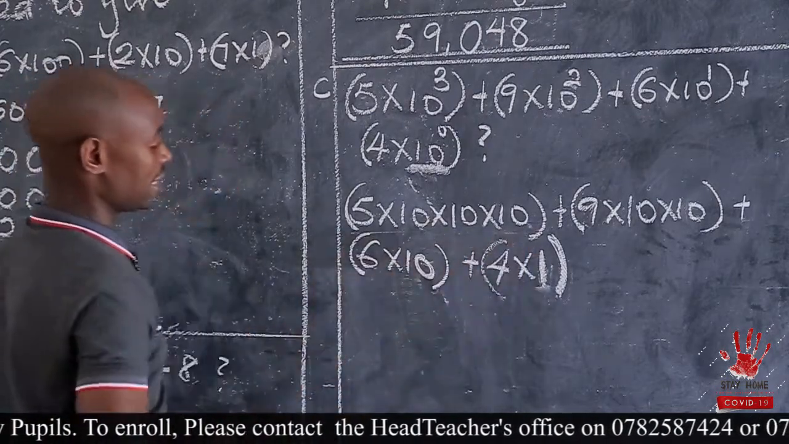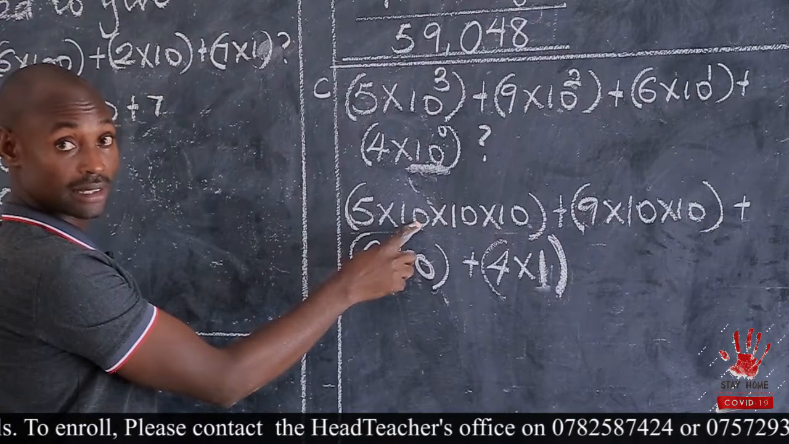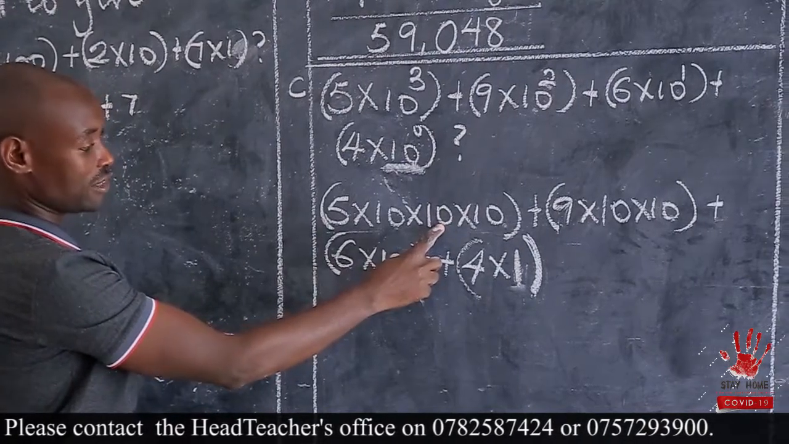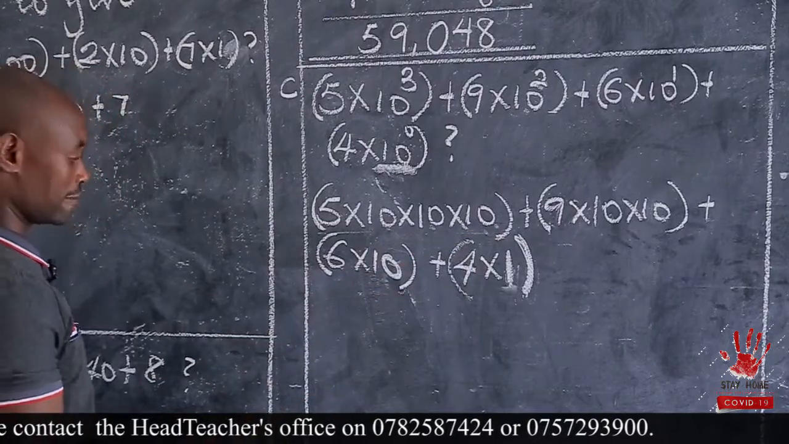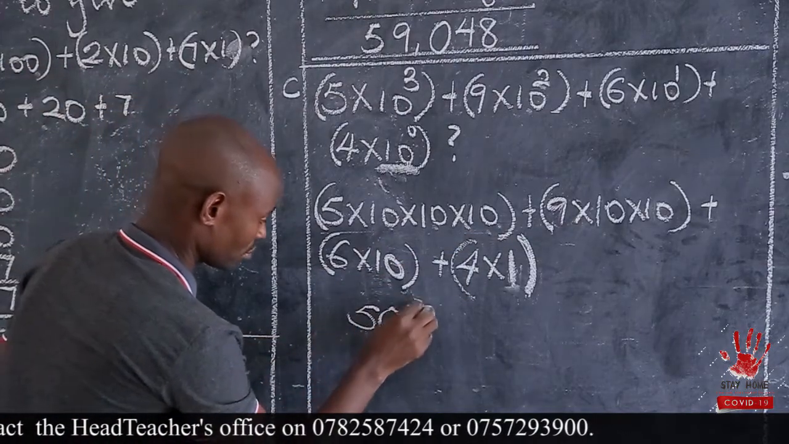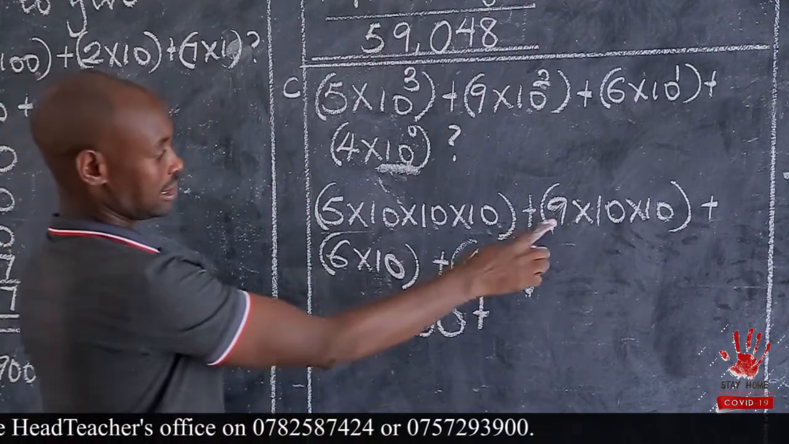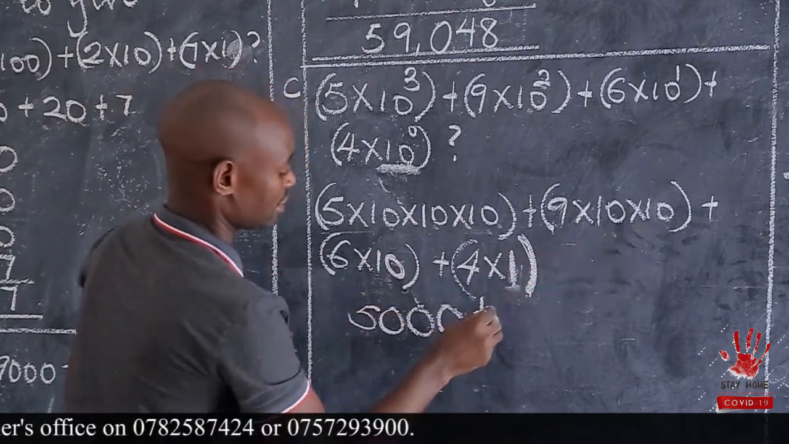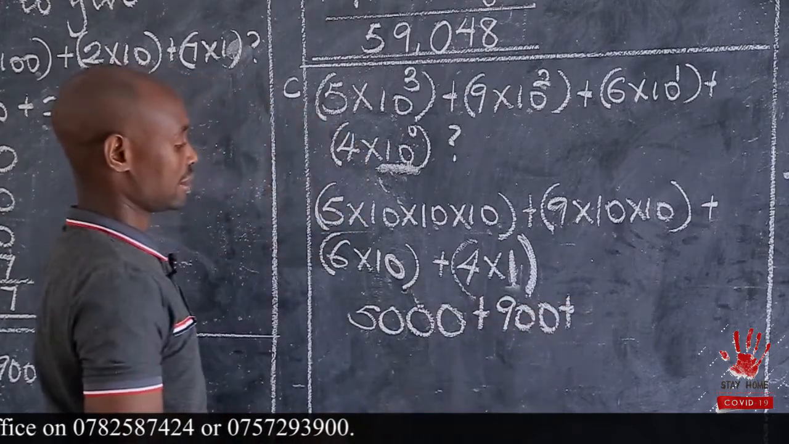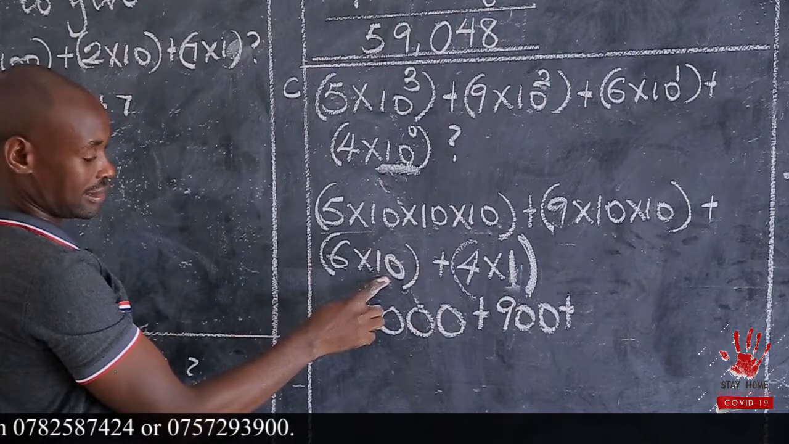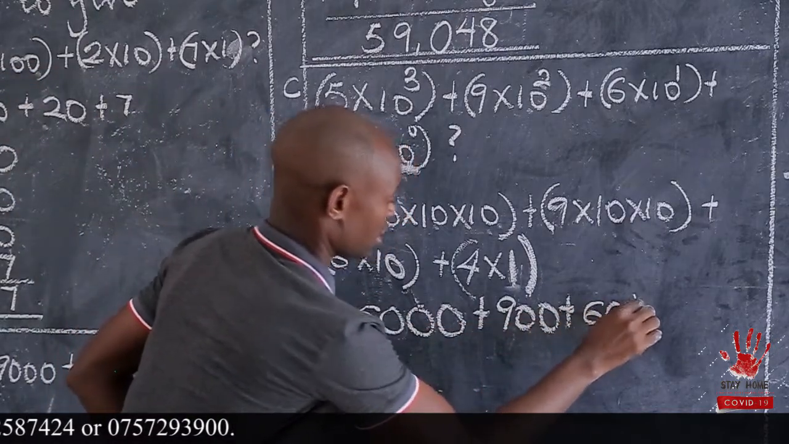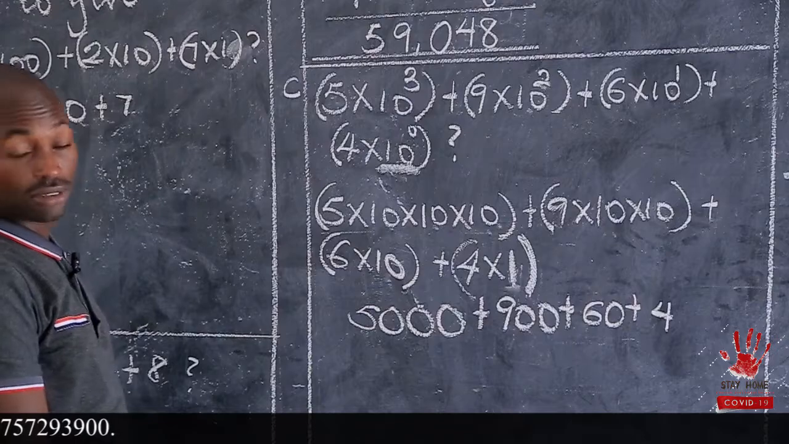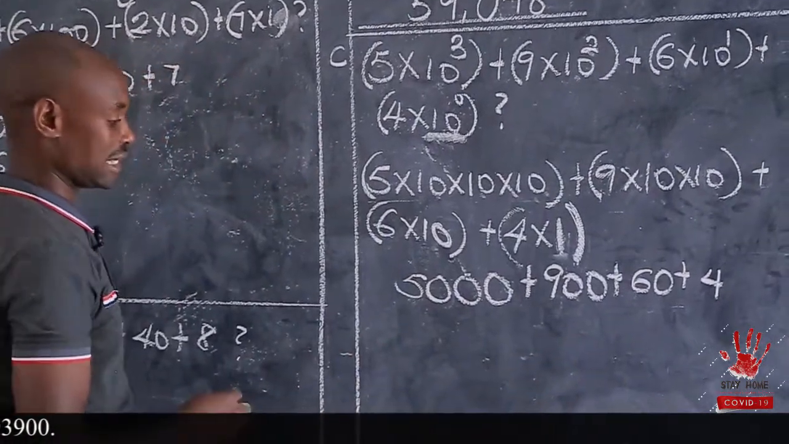So go ahead and simplify this. 5 times 10, what do we get? 50. 50 times 10, what do we get? 500. And 500 times 10, what do we get? 5,000. So we have 5,000. Plus 9 times 10, we get 90. 90 times 10, we get 900. Plus 6 times 10, we get 60. And finally, 4 times 1, we get 4. So after getting values, what do we do? We arrange these values vertically and add.